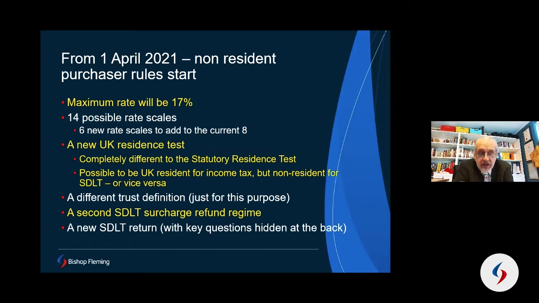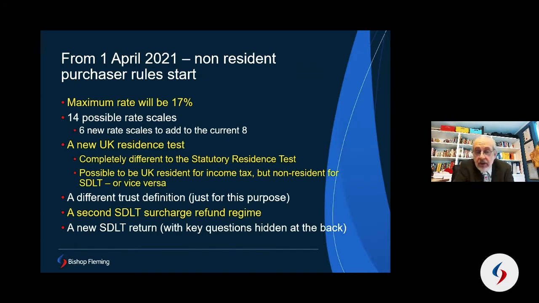We've also got complications, and one of the complications is always when a trust gets involved. In stamp duty, we've had a fairly simple trust definition. You either have a bare trust or a settlement, and the rules apply to one or the other in different ways. Well, for the purpose of this new regime, the trusts caught by it are a hybrid of the two. So a new trust definition just for this purpose. We also, having a surcharge, have a refund regime, just like with the 3% surcharge. If you pay the 2% and later you find you do qualify, you can get your money back, but it's a different refund regime to the 3% surcharge.